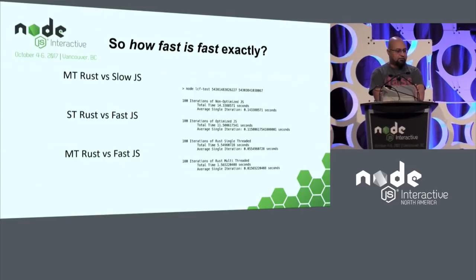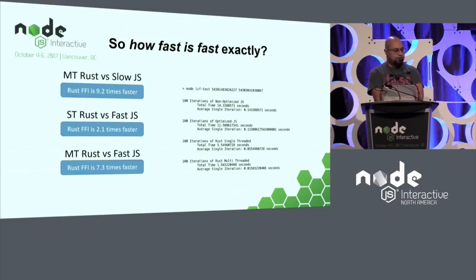So how fast is fast? I did some tests on my laptop, and this is kind of the results that I found. For slow.js, I wrapped it in a try-catch to prevent the compiler from optimizing the code. So it's 9.2 times faster for the multi-threaded Rust versus the slow JavaScript. If you do the single-threaded Rust versus the optimized JavaScript, because we're running multiple times, it'll get optimized pretty quickly, and it's 2.1 times faster even there.